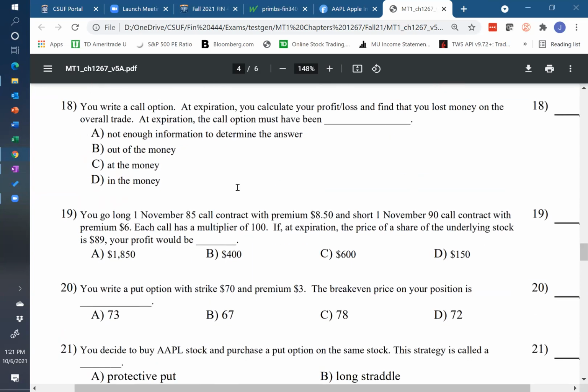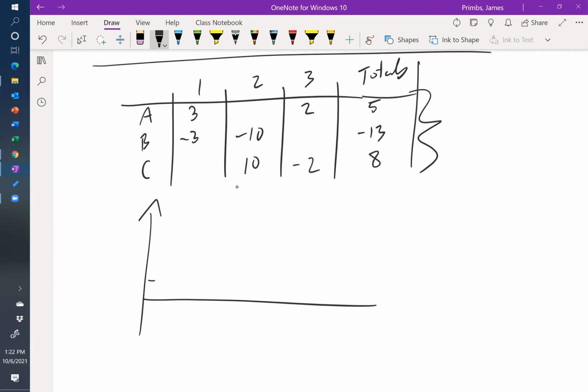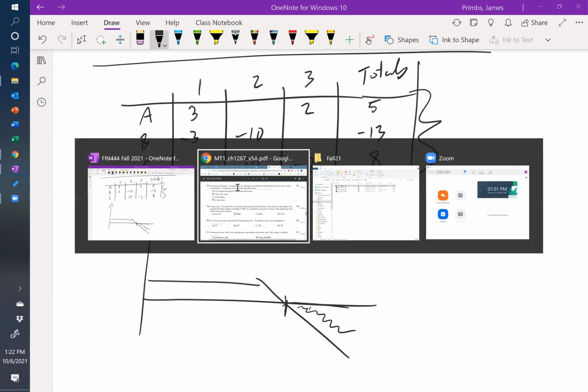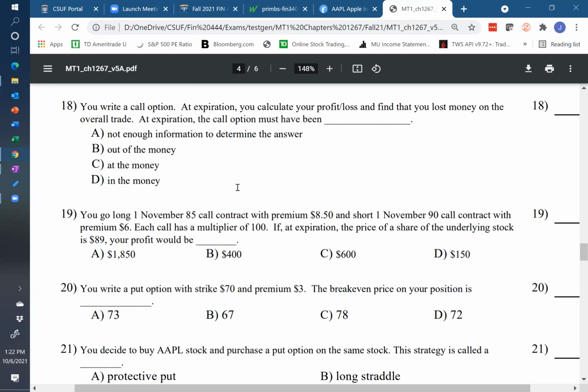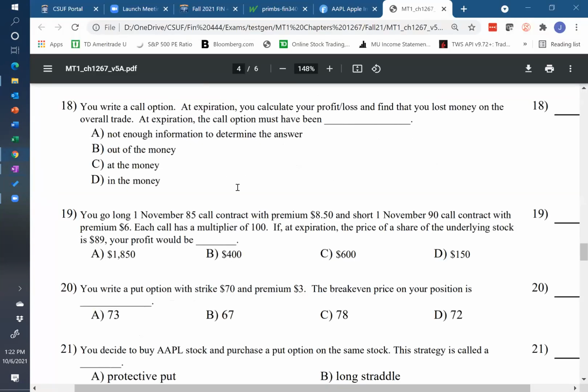All right, you write a call option. At expiration, you calculate your profit or loss and find that you lost money on the overall trade. At expiration, the call must have been what? Let's look at this. You wrote a call option. So what does your diagram look like? It looks like that. You wrote a call option. You lost money. So that means you're over here somewhere. So the call option must have been what? In the money. Yeah, right, because I'm above the strike. The call was in the money and I'm the one who wrote it. So in the money is the answer to that.